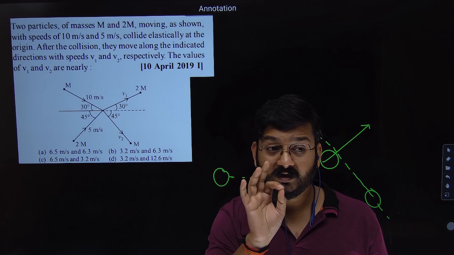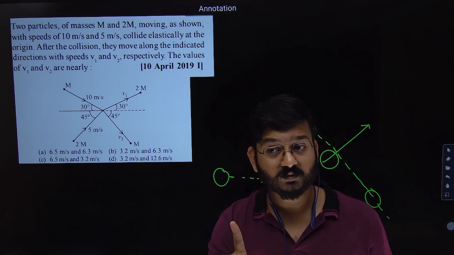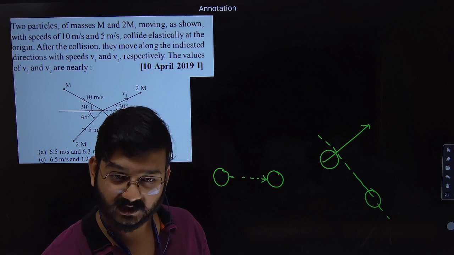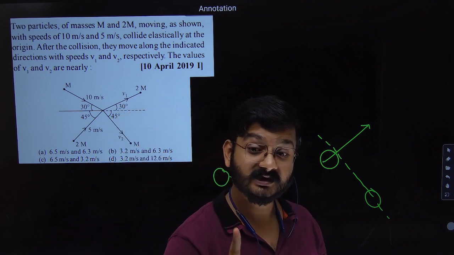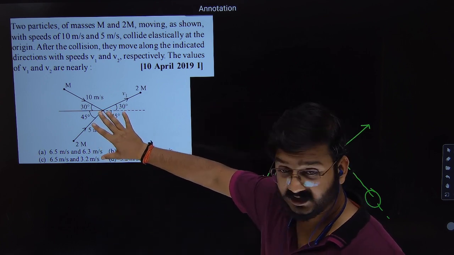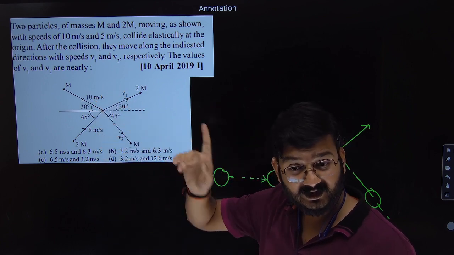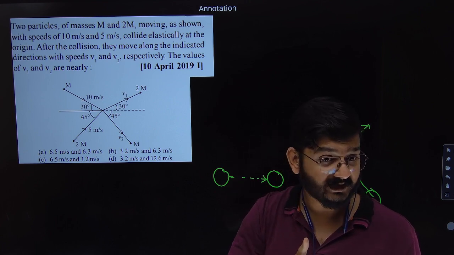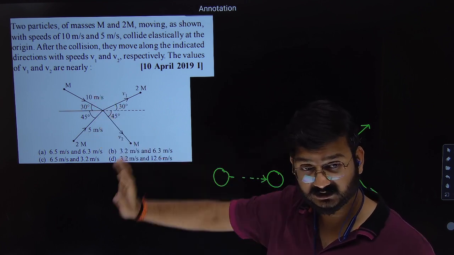So whenever you have collision in xy plane, what you do? You apply conservation of linear momentum in x direction separately and then y direction separately. So here you will first apply conservation of linear momentum in x direction and second conservation of linear momentum in y direction. You will get the answer. Try this.